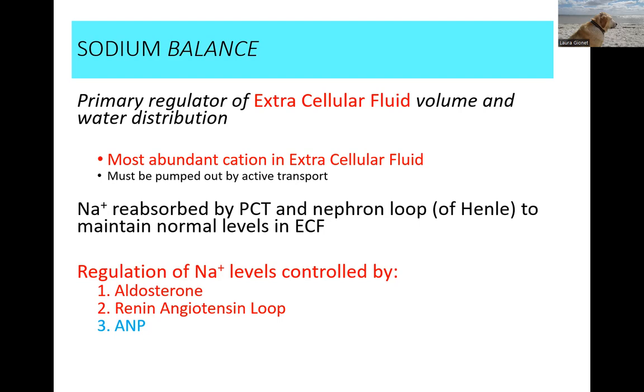The primary regulator of extracellular fluid volume and water distribution is sodium. Again, because where sodium goes, chloride goes, and where salt goes, water goes. It is the most abundant cation in extracellular fluid. It must be pumped out by active transport. Sodium is reabsorbed by the PCT and the nephron when necessary to maintain normal levels in extracellular fluid. We know that's how aldosterone works. It actively reabsorbs sodium and secretes potassium.